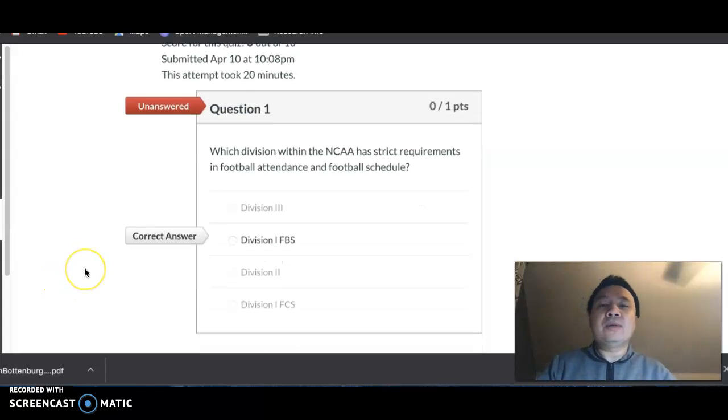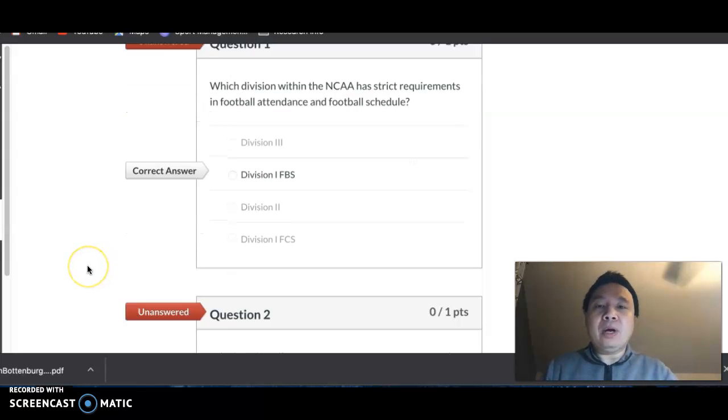The first question: which divisions within the NCAA have strict requirements in football attendance and football schedules? Obviously, these are very easy questions, right? Division 1 FBS schools have strict requirements in terms of football attendance and football schedules. So this is the right answer for question number 1.